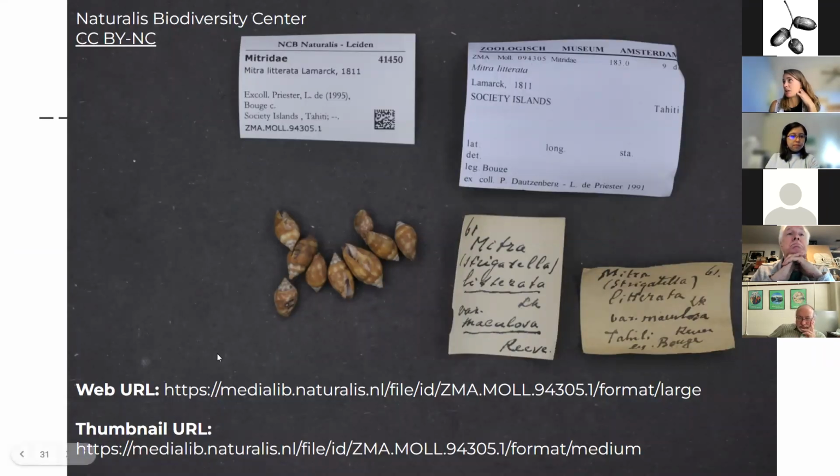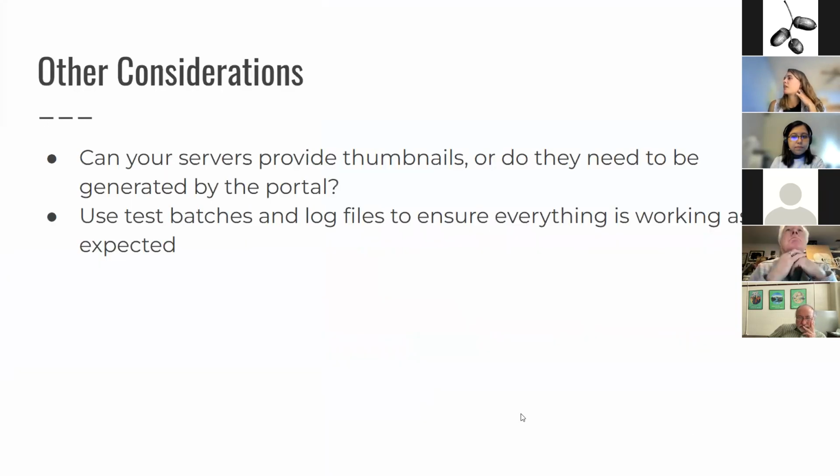Here's another example from the Naturalis Biodiversity Center. Here is the normal large format, and then they have a separate URL that has the medium format. And then if you are going to be using any of these batch image upload tools, we definitely recommend that you use small test batches and check the log files to ensure that everything is working as expected.